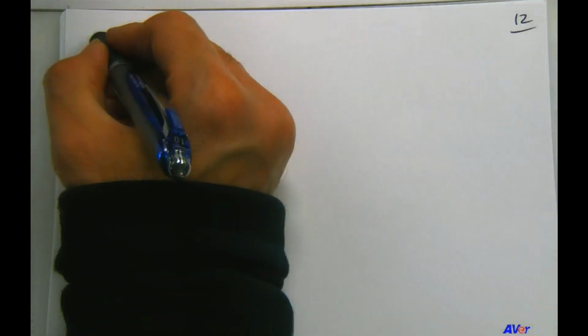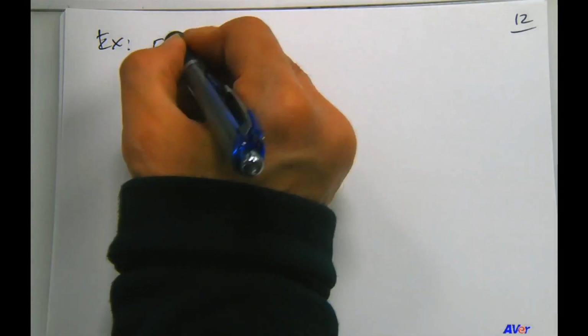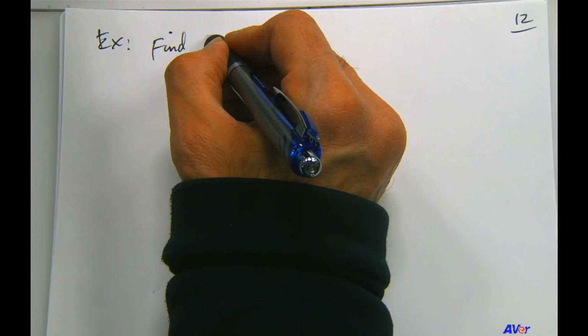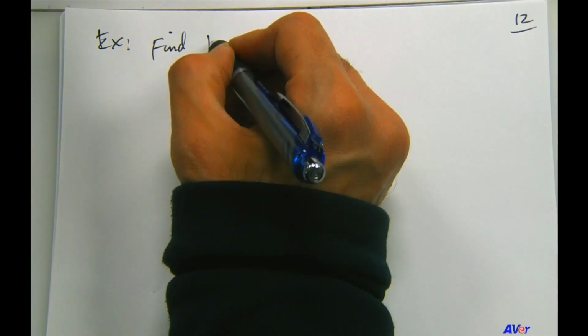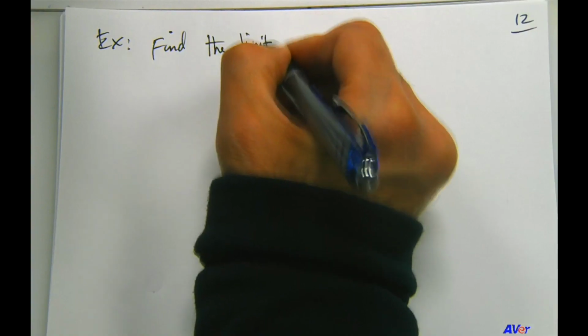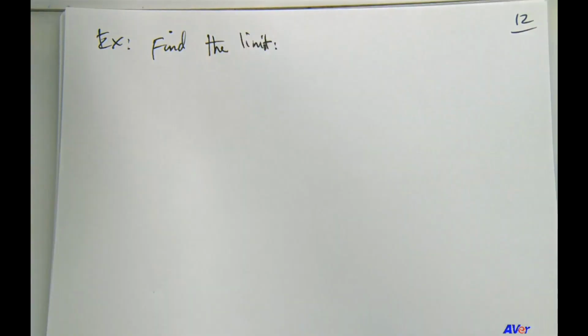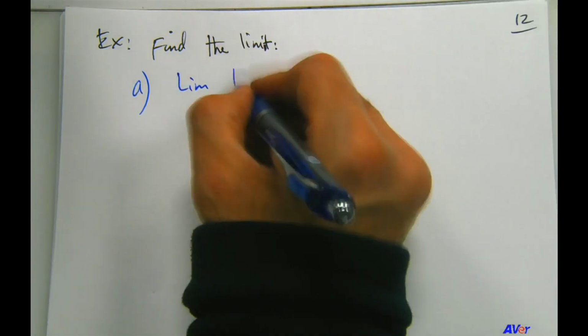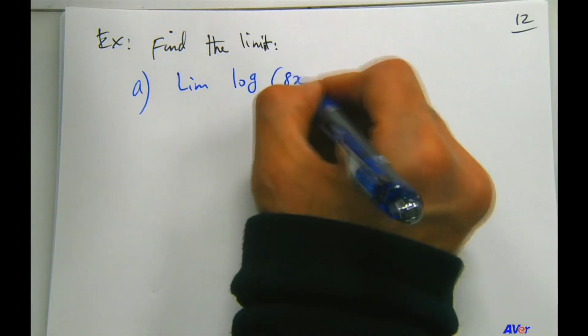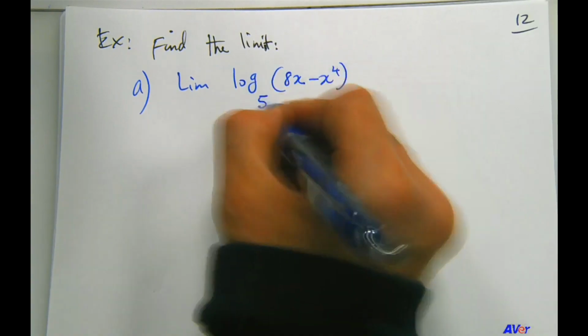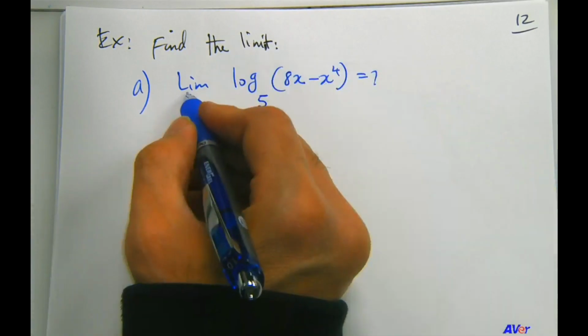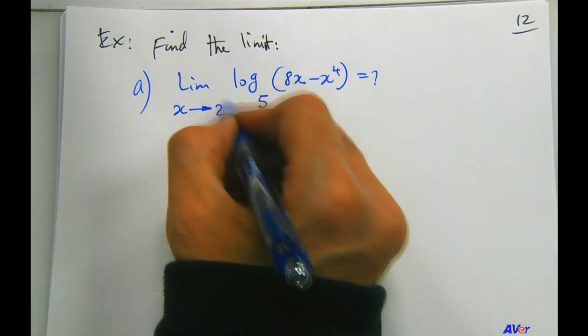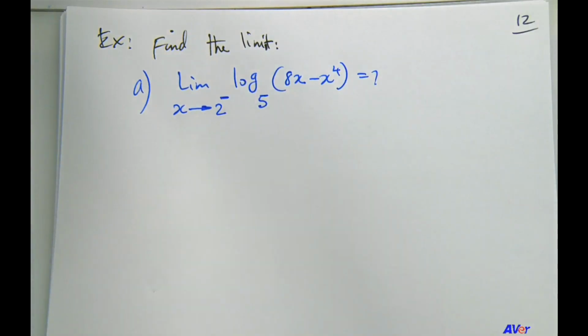Okay, so we want to find this limit. This is the limit of log of 8x minus x to the 4 to base 5 as x approaches 2 from the negative side, from the left. Okay, approaches 2 from the left.